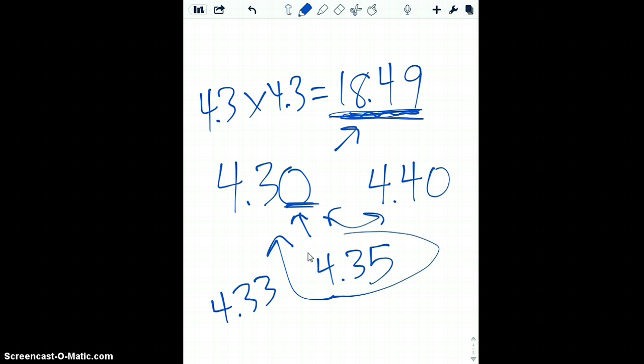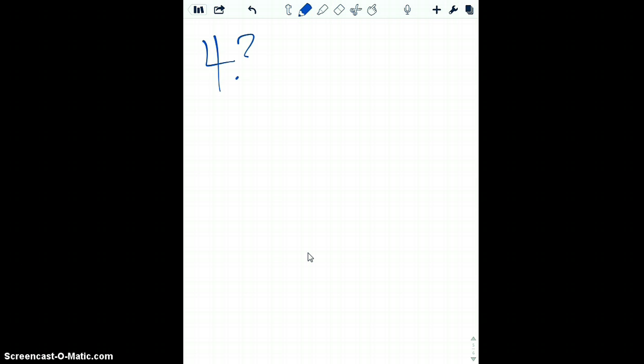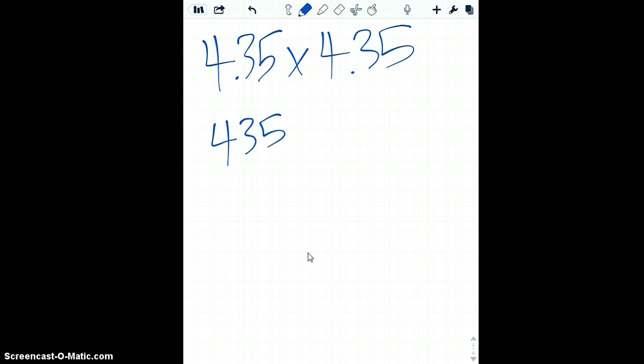My intuition is telling me to go with this, so I'm going to go ahead and try 4.35 times 4.35. See how close I can get. Can I get 19 to come out of it? So 4.35, 4.35. I'm going to multiply it again. Pause the video. I'm going to start this. Go.